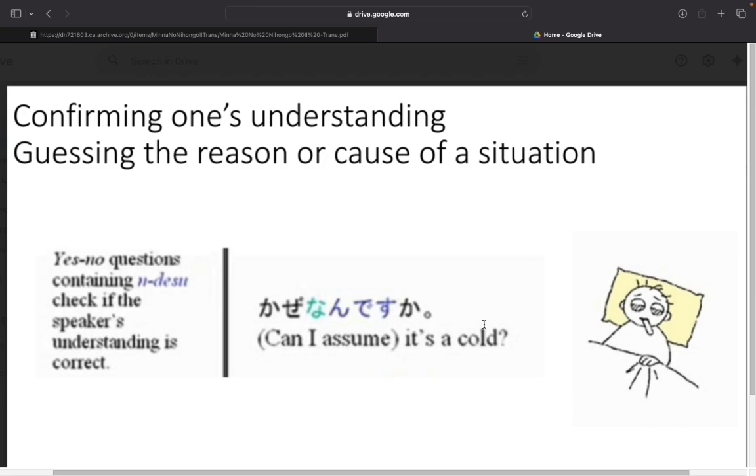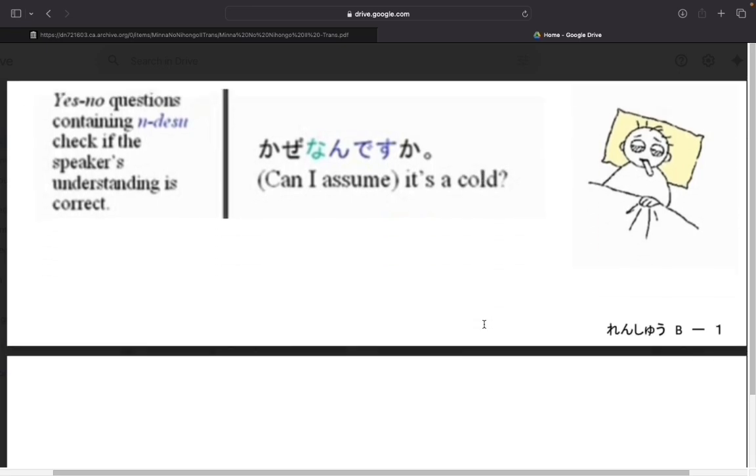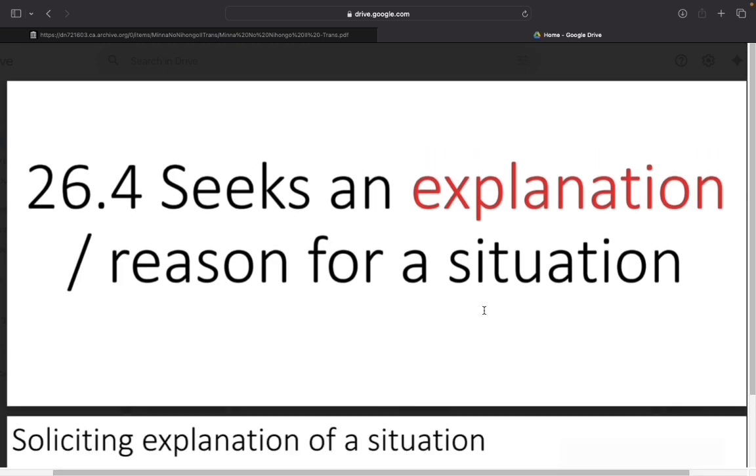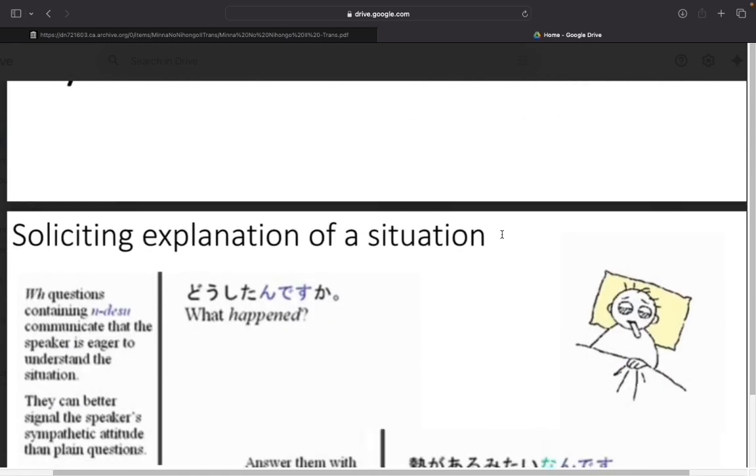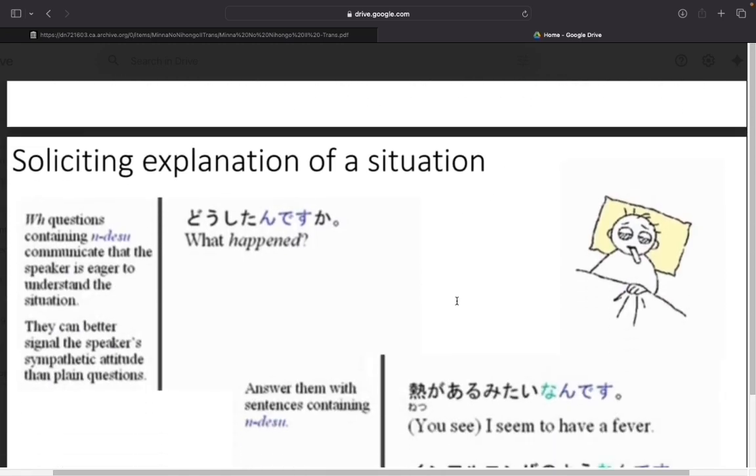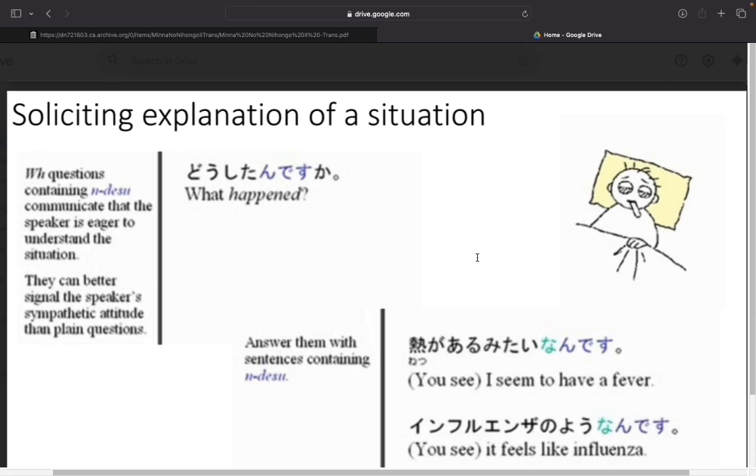Can assume it's called. Okay. This is softer than directly asking, and it sounds like you're making a guess and confirming it politely. Now, moving to the fourth use, asking for explanation. It seeks an explanation or reason for a situation. Now, soliciting explanation of a situation. Now this is どうしたんですか? For example, どうしたんですか?